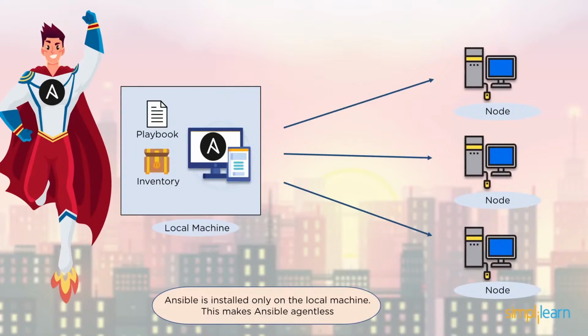Another term that you would come across with Ansible is push configuration. So since the local machine has complete control here, it pushes the playbooks onto the nodes and thus it's called a push configuration tool. Now the playbooks and the inventory are written at the local machine and the local machine connects with the nodes through the SSH client.